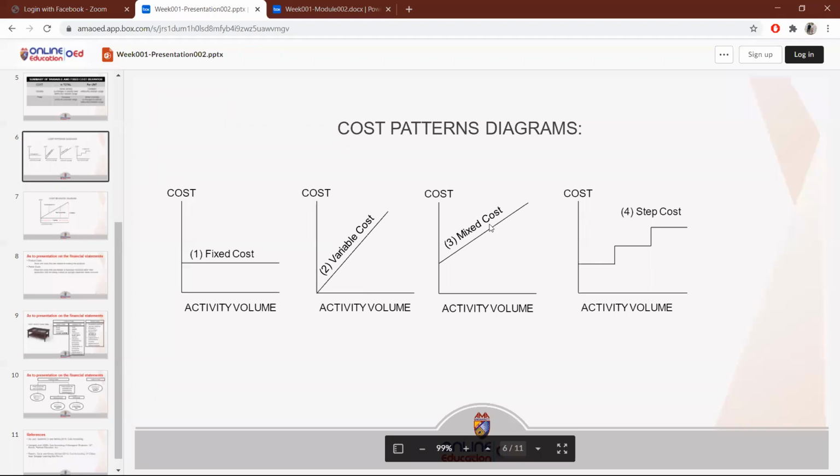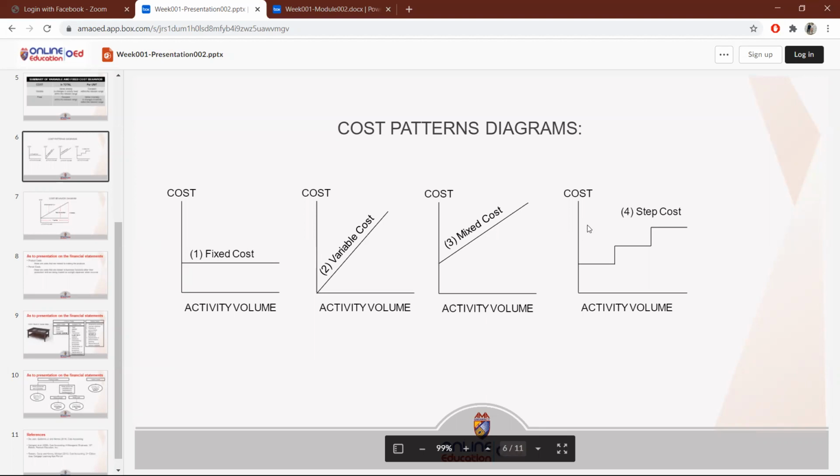Whereas mixed cost is composed of fixed and variable cost in one. So it does not increase as much as variable cost because it has a portion that is fixed cost. Later we will see the formula on how to compute the mixed cost.